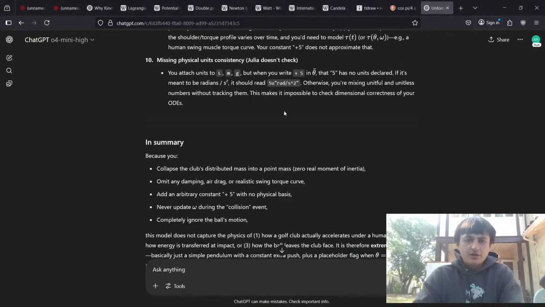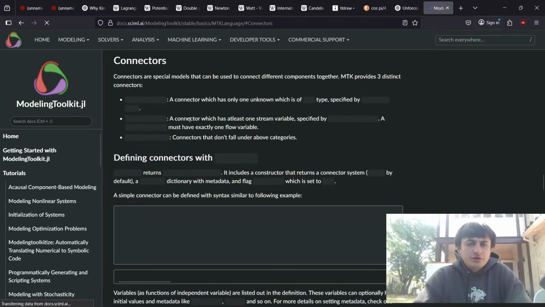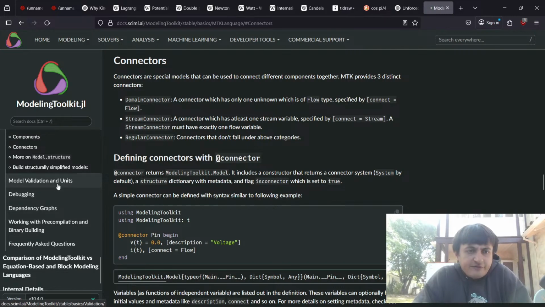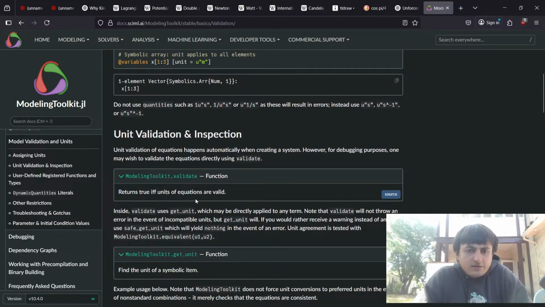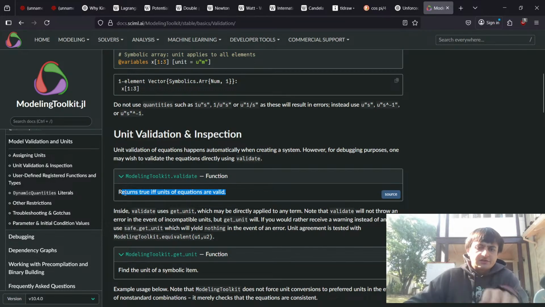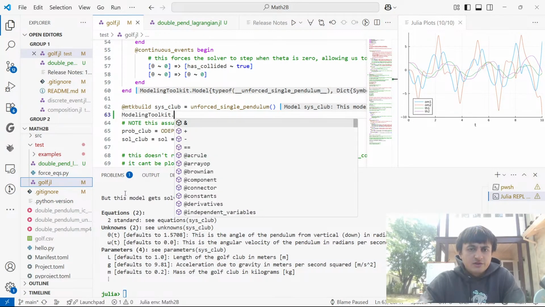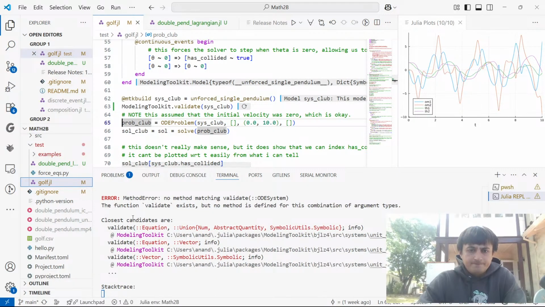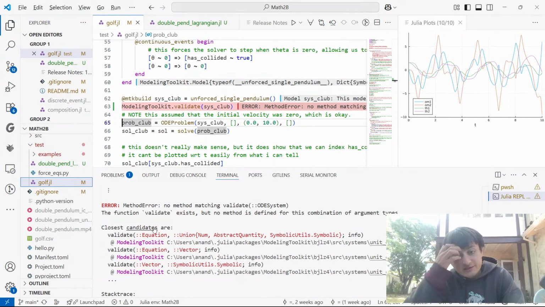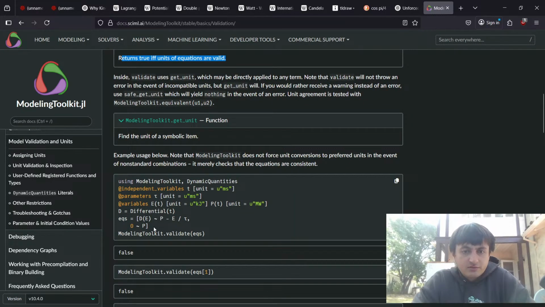So the first thing I want to know is I want to go to units, and I want to validate that. Signing units validate: returns true if and only if units of equations are valid. So presumably I can just go ModelingToolkit.validate sys club. Bro, are you serious? I mean, come on, bro.